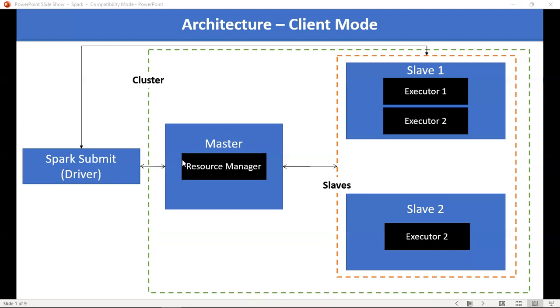So the master goes through your code and the data and understands that your code needs 3 executors. And then it decides in which slave nodes it should start those 3 executors, right? So on your screen, you can see that 2 executors got started in slave 1 and 1 executor got started in slave 2.